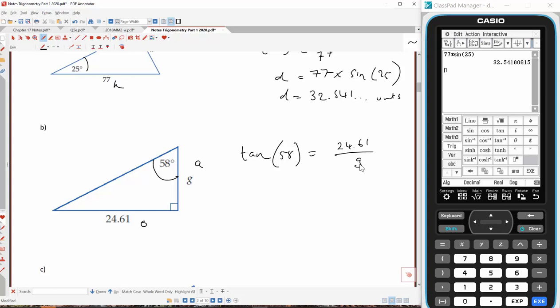All right, so now what I need to do is get G out of the denominator. So what I'll do is multiply both sides by G. So I'm left with G tan 58 equals 24.61. Now what I need to do is get G by itself, so I'm going to divide by tan of 58. Many of you who are familiar with trig will just make that swap straight away, which is absolutely fine. They cancel out. And I need to work out what 24.61 over the tan of 58 is. So I'm going to do that.